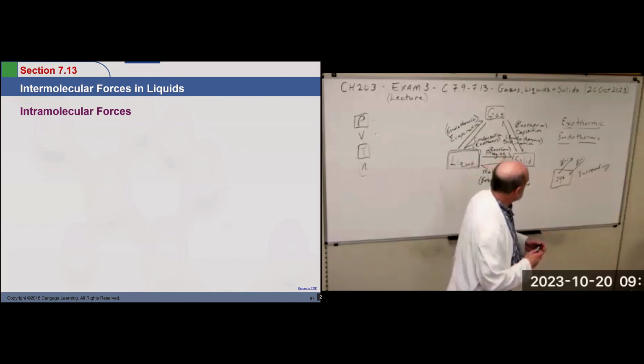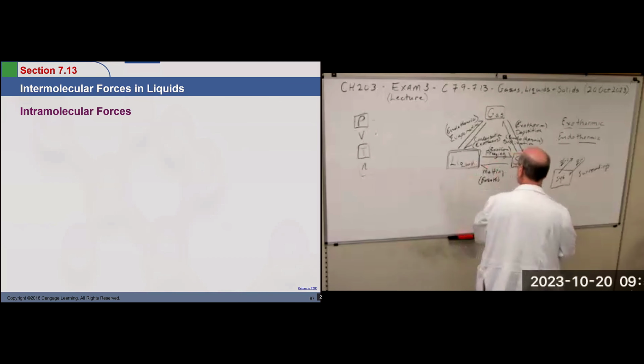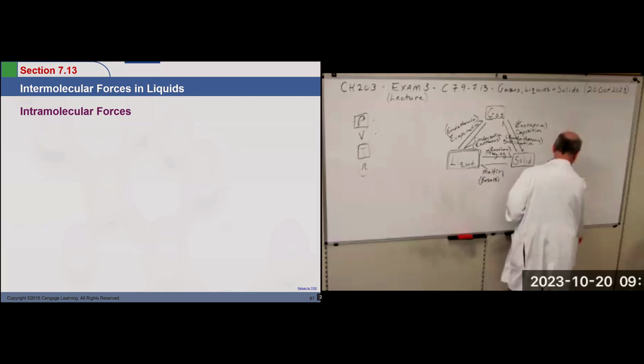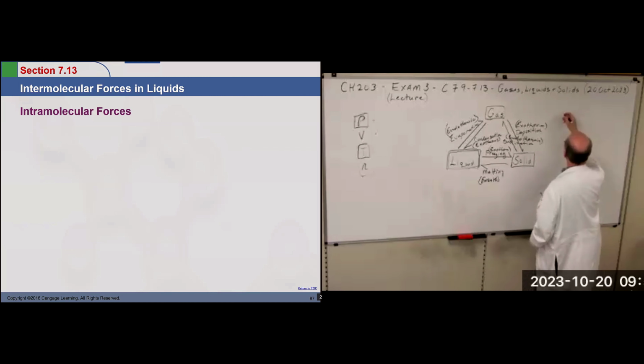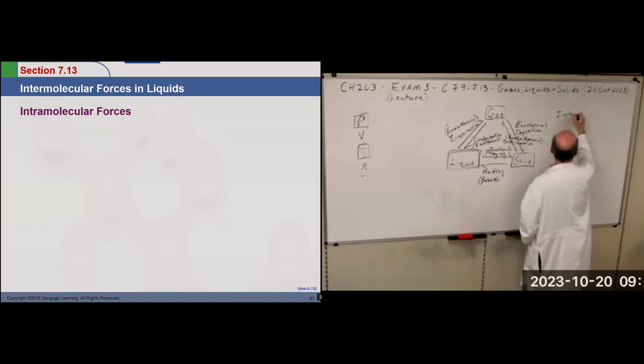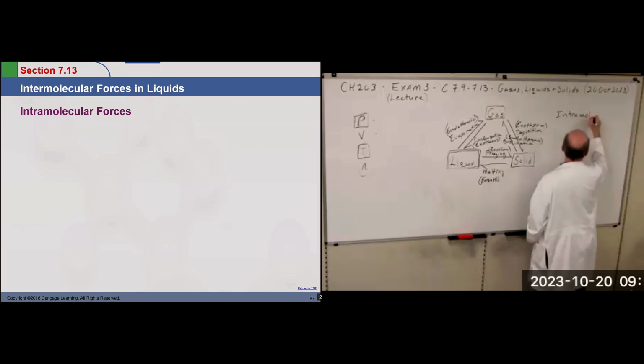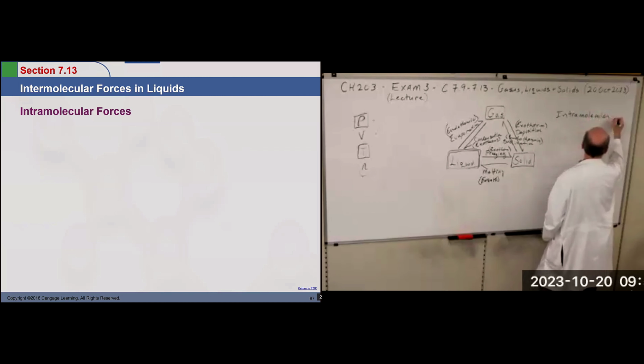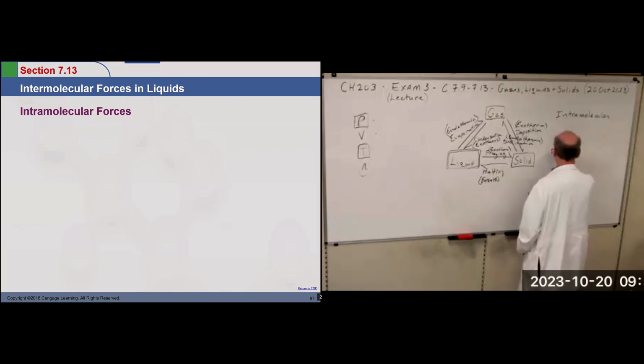Intramolecular forces, there's a difference. Let me put it over here. You've got to look at the word intramolecular versus intermolecular.